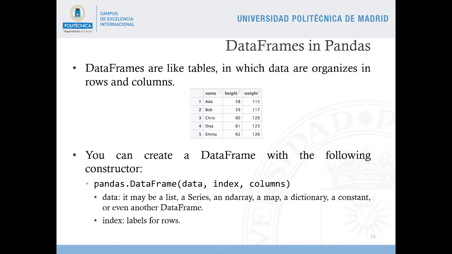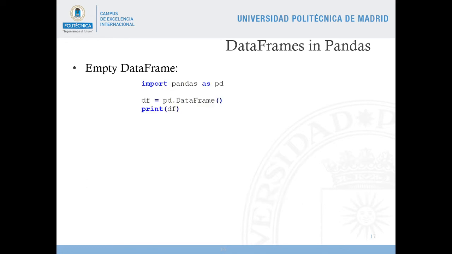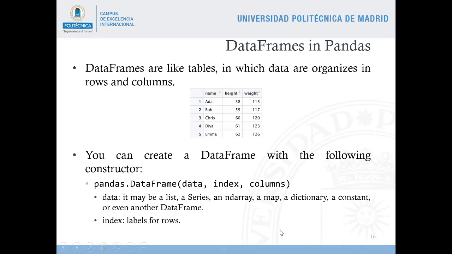The index are the labels for the rows. One particular thing of pandas is that the rows are not called rows. The rows are called index. And well, here it should say also columns, which indicates the labels for the columns.